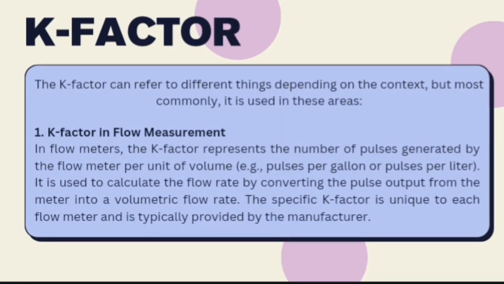The K factor can refer to different things depending on the context, but most commonly, it is used in these areas. K factor in flow measurement. In flow meters, the K factor represents the number of pulses generated by the flow meter per unit of volume, for example, pulses per gallon or pulses per liter. It is used to calculate the flow rate by converting the pulse output from the meter into a volumetric flow rate. The specific K factor is unique to each flow meter and is typically provided by the manufacturer.